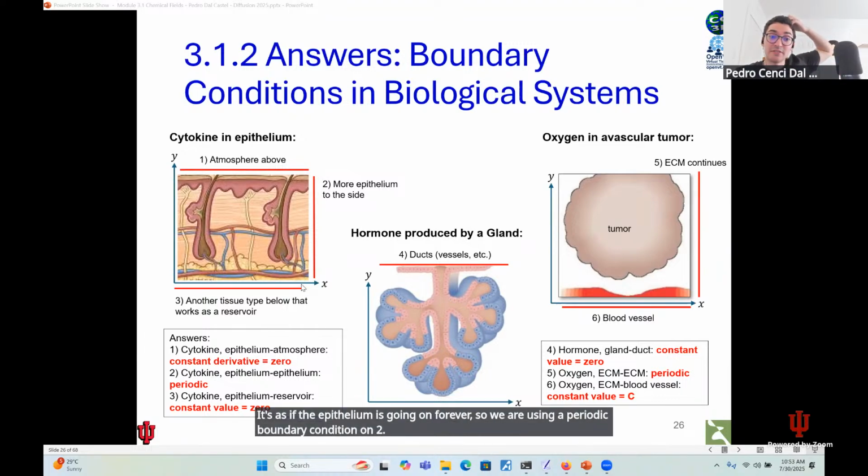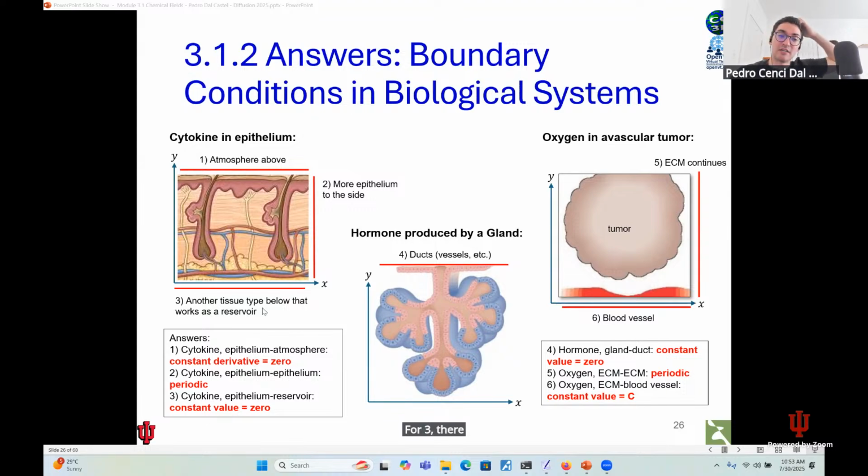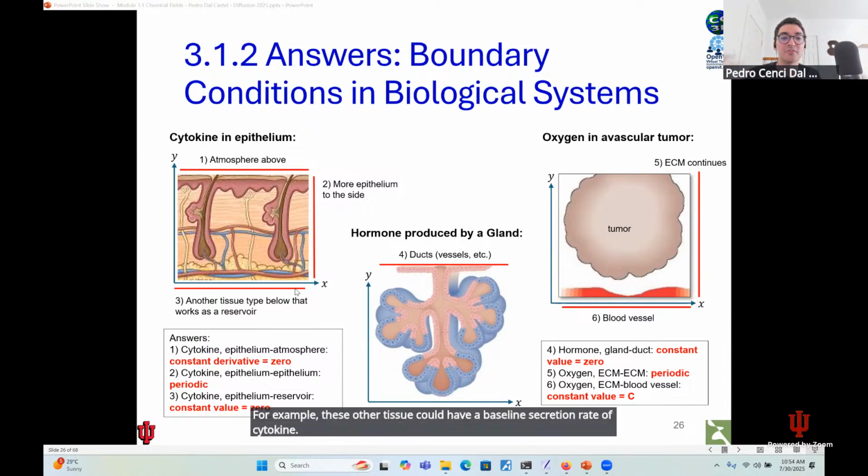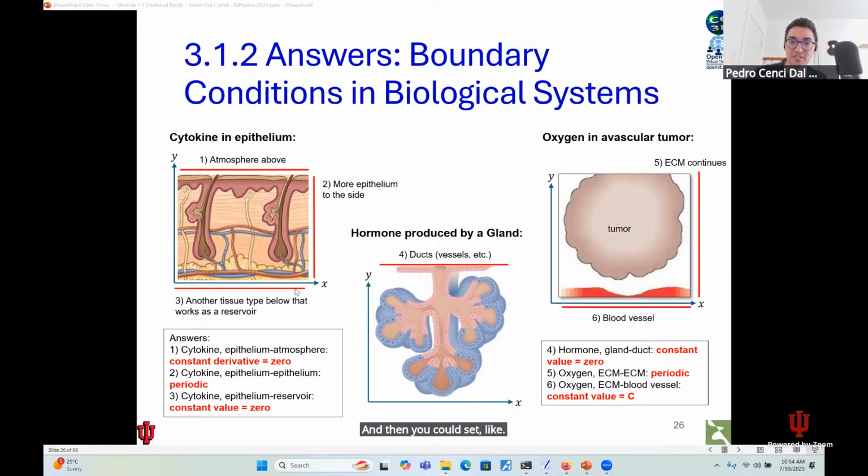For 3, there is another tissue working as a reservoir, which means that if the cytokine goes there, it gets lost. So you could use constant value 0 or constant value of another number, depending. For example, this other tissue could have a baseline secretion rate of cytokine, and then you could set a constant value of some small number.